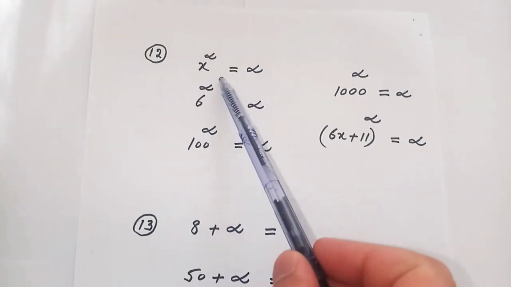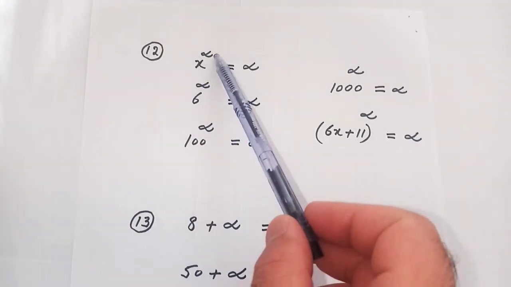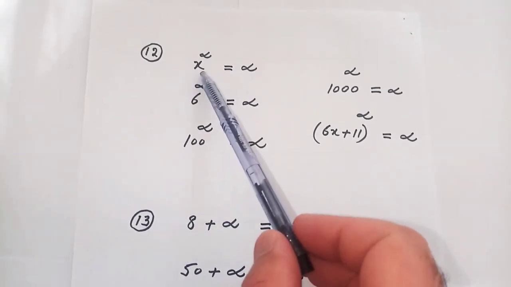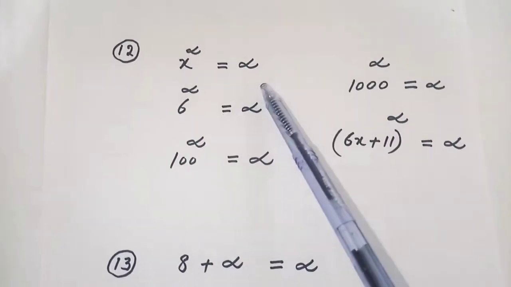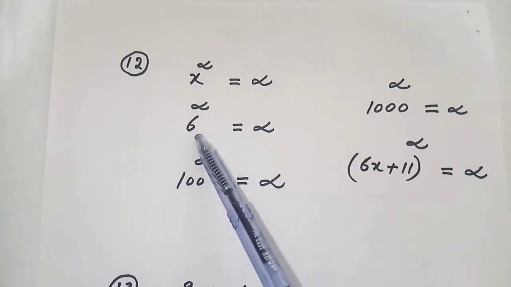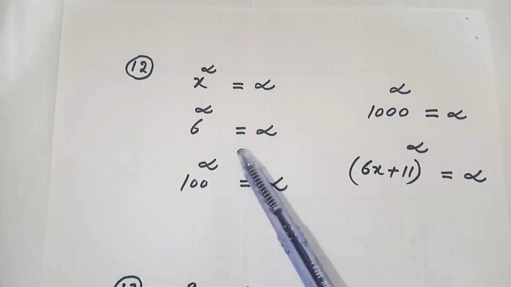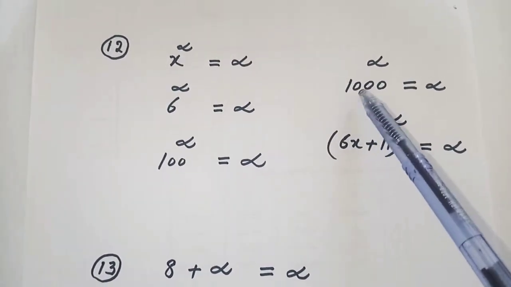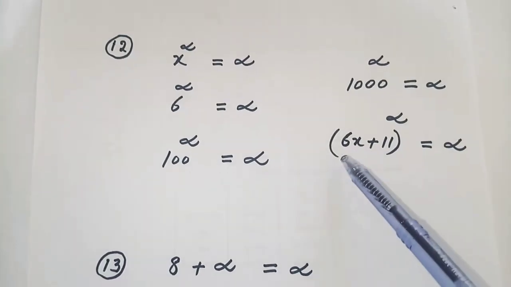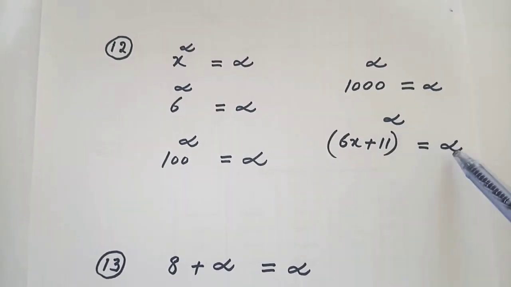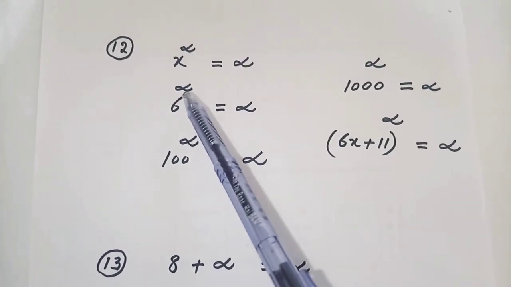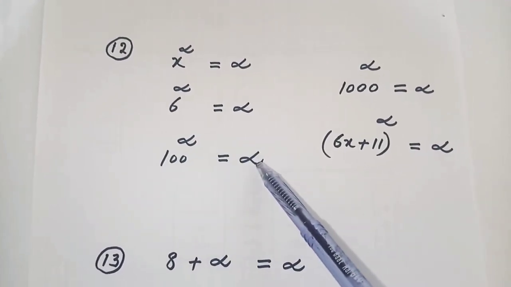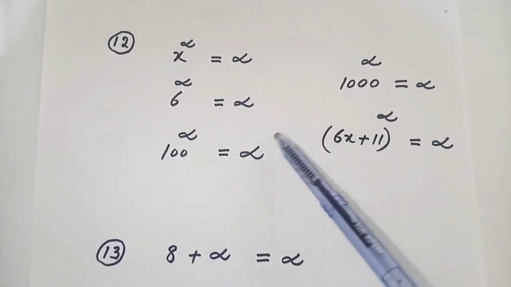Next is if the power of anything is infinity, then the answer is infinity. For example, x power infinity, the answer is infinity. 6 power infinity, the answer is infinity. 100 power infinity, the answer is infinity. 1000 power infinity is infinity. This expression power infinity is infinity. So if the power of anything is infinity, the answer is infinity. You note down this.